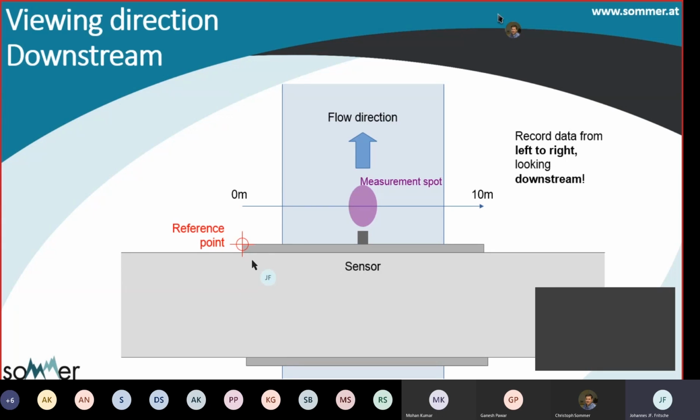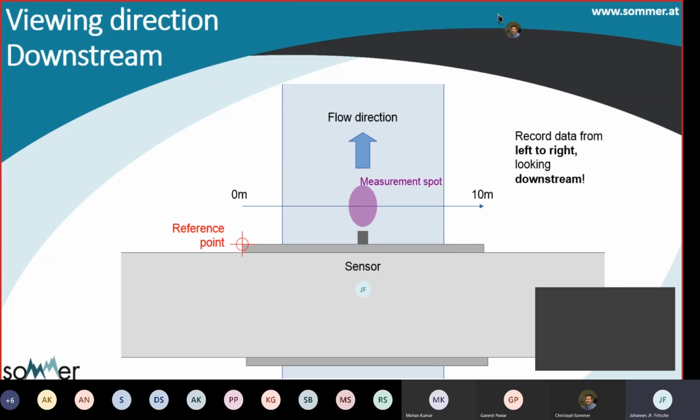Now the question is, in which direction do you take your profile? So you can actually stay here on this side of the bridge and look downwards, or you can stay on the other side and look upwards. And the question often is, do you take your profile from left to right, or on this side from right to left? And this often leads to some confusion. And a general rule is that you take your cross-sectional profile from left to right when you're looking downstream.